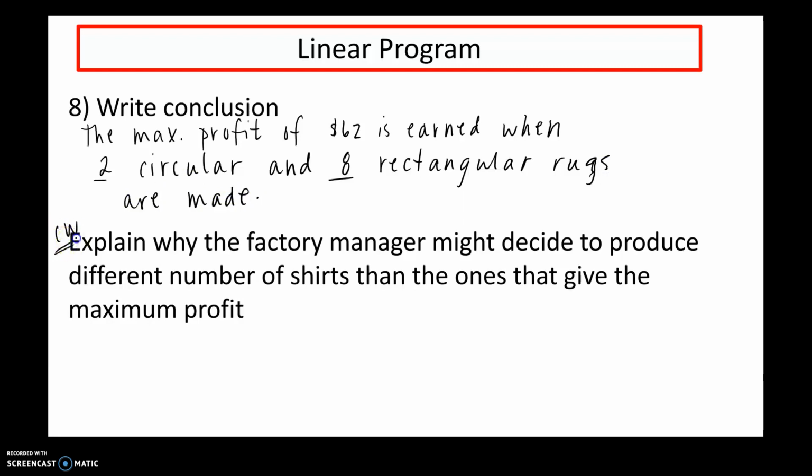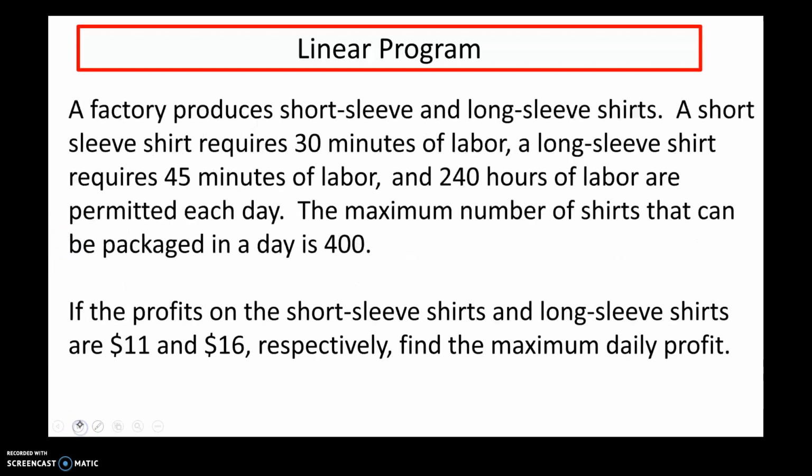Okay, we'll talk about this in class. And for homework, I would like you to read this program and just complete steps 1, 2, 3, and 6. Okay. So those steps are step number 1, identify your variables. Step number 2, create your chart, write your system, and then write your profit equation. See you in class.